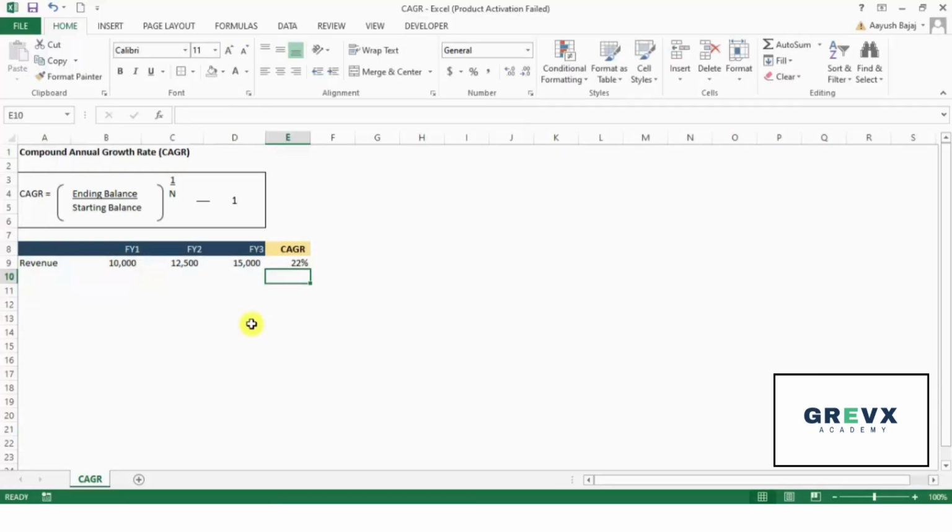So you get 22%. So that's how we compute CAGR, and CAGR is widely used when we are making projections and during financial modeling. So a quick video guys, do practice, and that's how you compute CAGR.